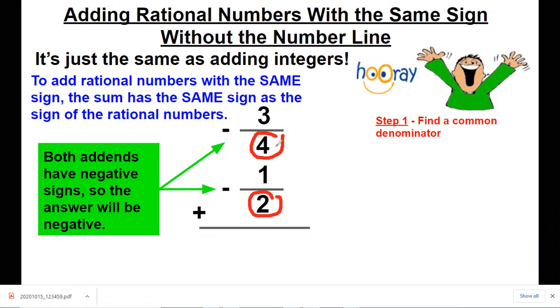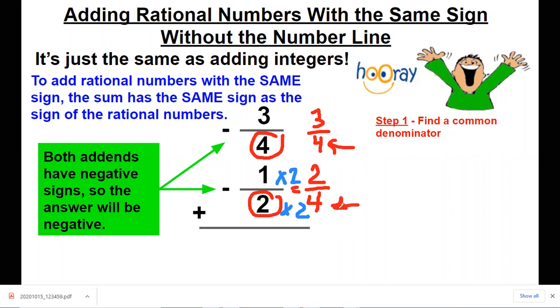So I know that I can keep this one a 4 because I can easily change my 2 to a 4, right? I say 2 times what number gives me 4? 2 times 2 gives me 4. So then I have to go times 2 on the top as well. Same number on the top. So 1 times 2 is going to give me 2. And I can just keep my 3/4 as a 3/4, right? Now I have the same bottom numbers. And now I can add my fractions together.